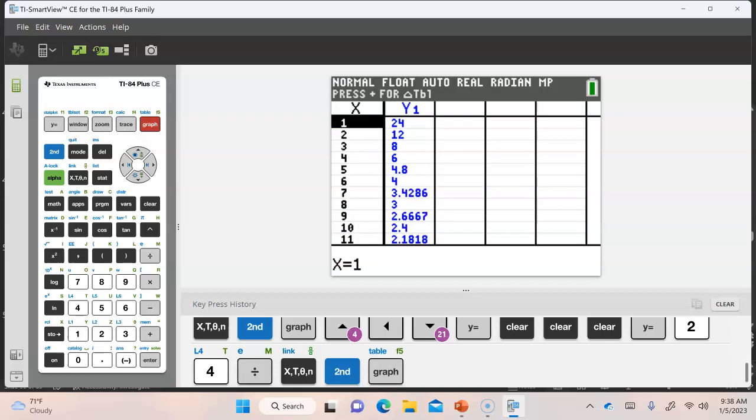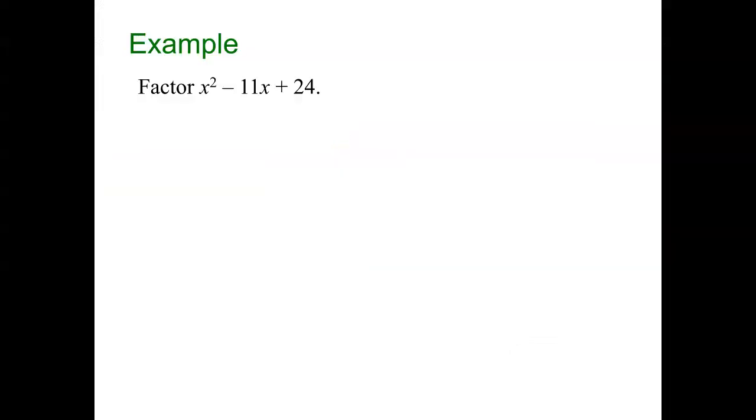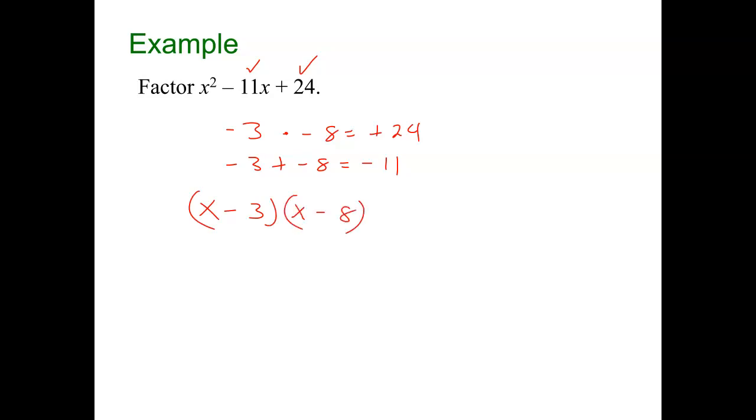Okay, so I know I need negative 3 and I need negative 8. Okay, so negative 3 times negative 8 gives me a positive 24. That's what I want there. Negative 3 plus negative 8 gives me a negative 11. That's what I want there. So my factors will be x minus 3, x minus 8, because those were both negative.